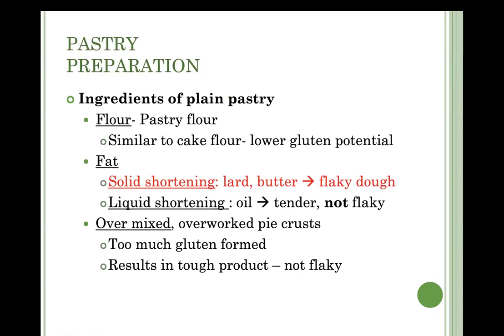So when you're making a plain pastry, the basic ingredients, we have our flour. We can use pastry flour, cake flour, or AP flour, but most of the time we're going to be working with pastry flour, very low gluten potential. We're also going to be working with a lot of fat. So solid shortening, we have our lard, we have butter. That's going to give you a flaky dough. Liquid shortening does the same thing, but it doesn't melt away like your plastic or solid shortening does. So it'll give you a tender product, but it's not going to be flaky.